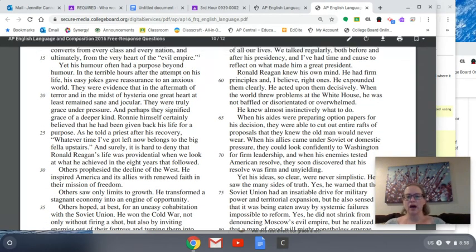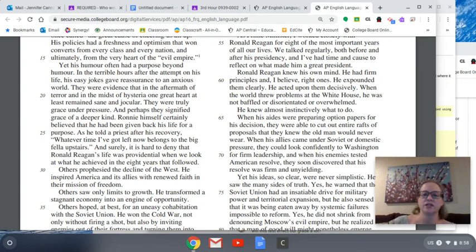When his aides were preparing option papers for his decision, they were able to cut out entire rafts of proposals that they knew the old man would never wear. The old man. It's almost like his father image. Flipping over onto the back because I don't know where that fits. But we'll just put it here. And by the way, that's fine. There's not a magic number of boxes to have. So if it takes 8, take 8. So I just flipped it over. And again, I lost myself.